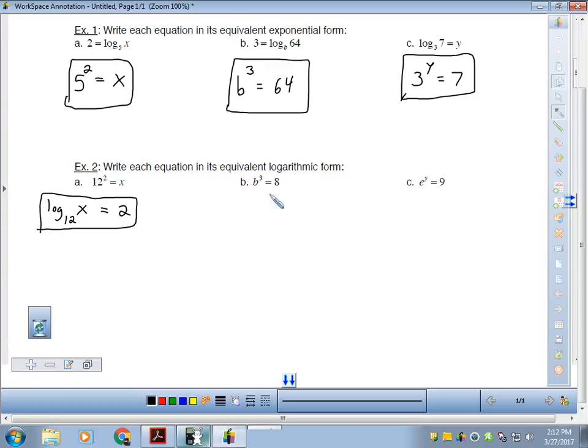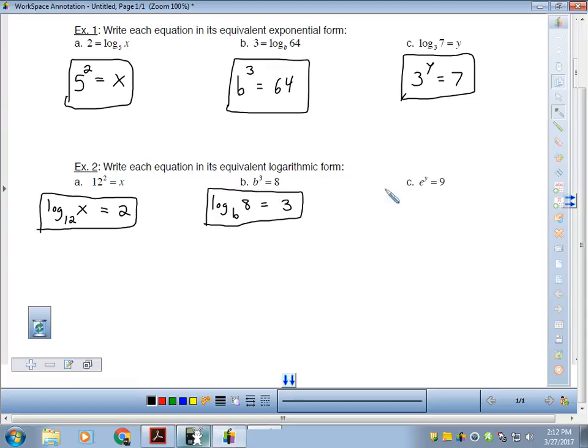Next one, we have b to the third equals 8. Again, we start by writing log. Then we write down our base, which in this case is b. And then we write down our solution, which was 8, equals, and then we write down our exponent, 3. So log base b of 8 equals 3.